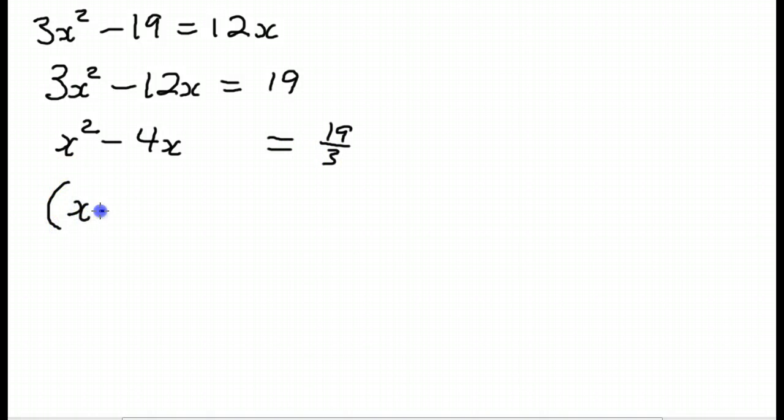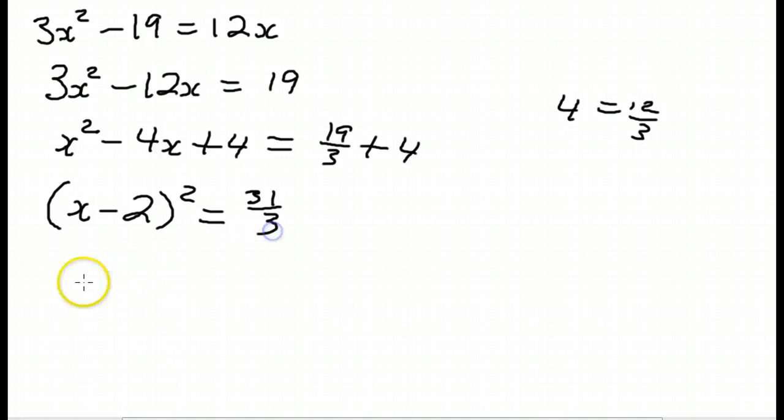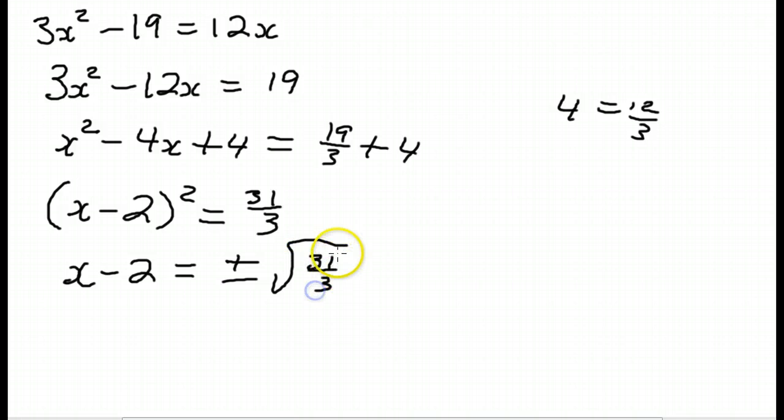Completed square form. It's a binomial. It's x minus half of 4 is 2 squared. Negative 2 squared is 4. Add 4, add 4. This x squared minus 4x plus 4 is taken care of by the x minus 2 quantity squared. 4 is 12 thirds, and 12 thirds plus 19 thirds is 31 thirds. Square root both sides, plus or minus the root of 31 over 3.